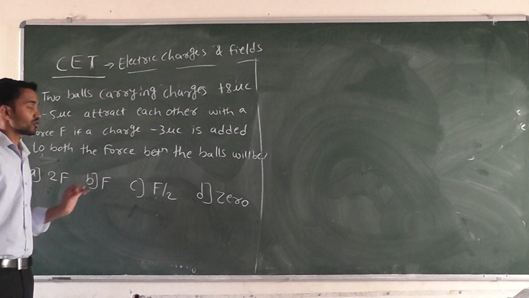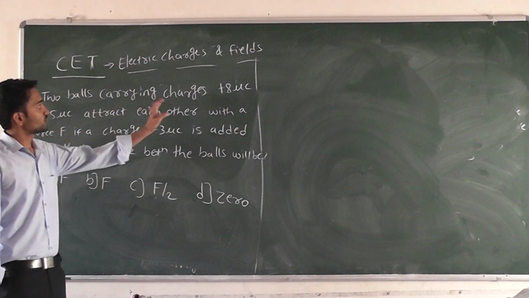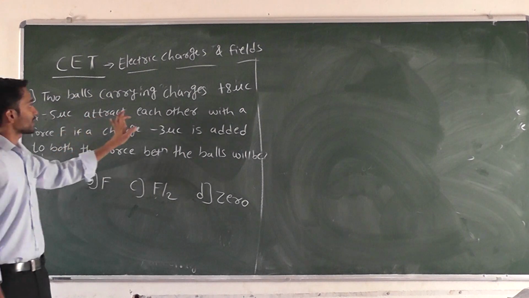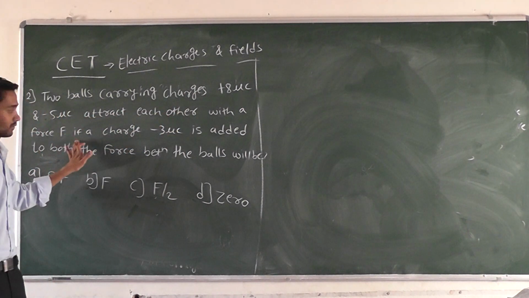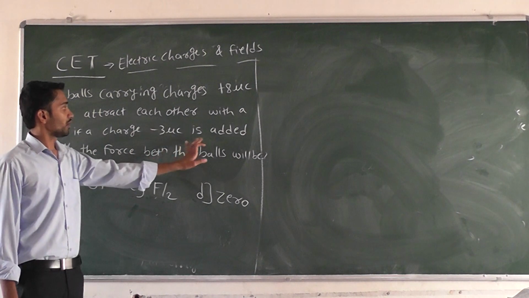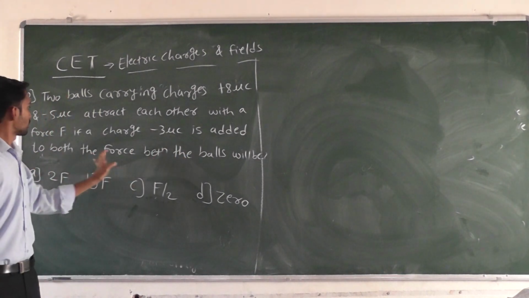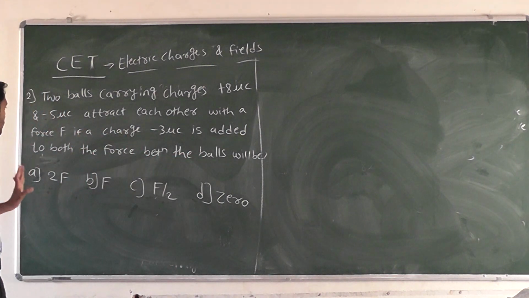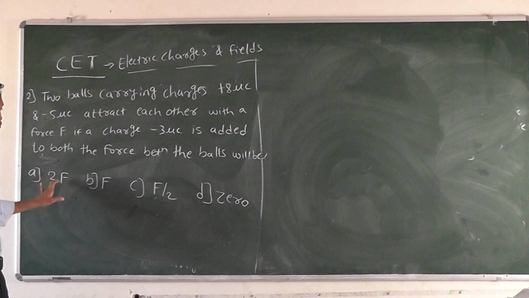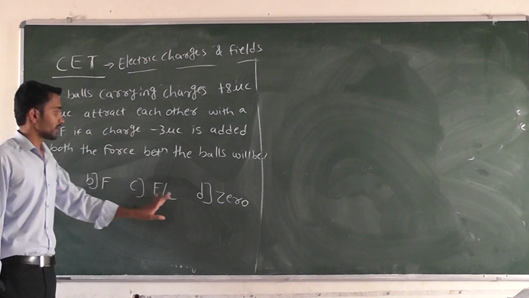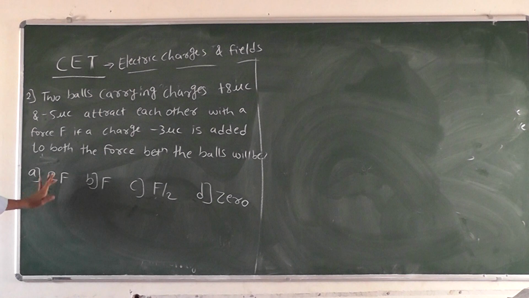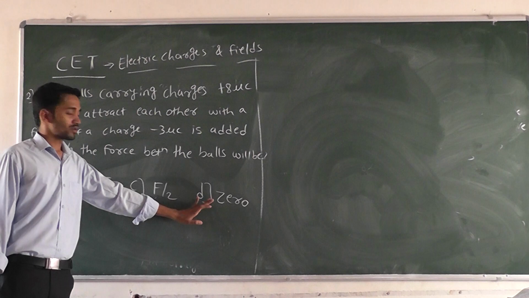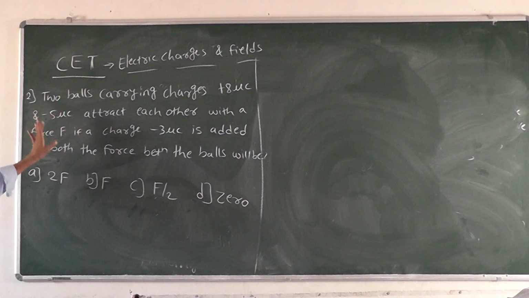Okay. The second question is: two balls carrying charges plus 8 microcoulomb and minus 5 microcoulomb attract each other with a force F. If a charge of minus 3 microcoulomb is added to both, the force between the balls will be. There are four options: A is 2F, B is F, C is F by 2, D is 0. They are asking whether the force is doubled, remains the same, becomes half, or is 0. So understand this question.